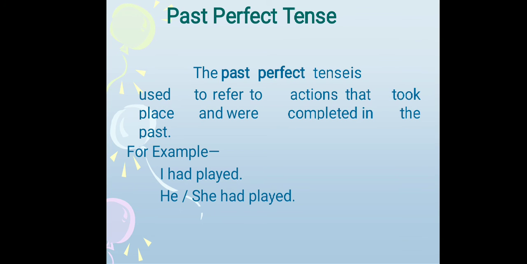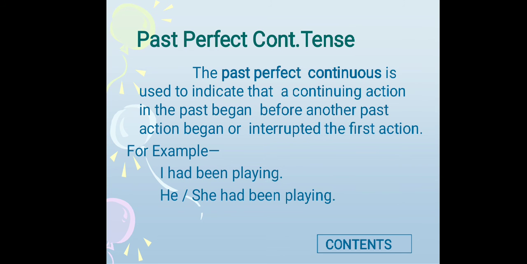See, when I explain all the definitions, I know it's really very confusing to understand. So better look at the heading and look at the example. That will give you all a clear understanding. Now, what is a past perfect continuous tense? The past perfect continuous tense is used to indicate that a continuing action in the past began before another past action, or began or interrupted the first action. Like I had been playing, or he or she had been playing.